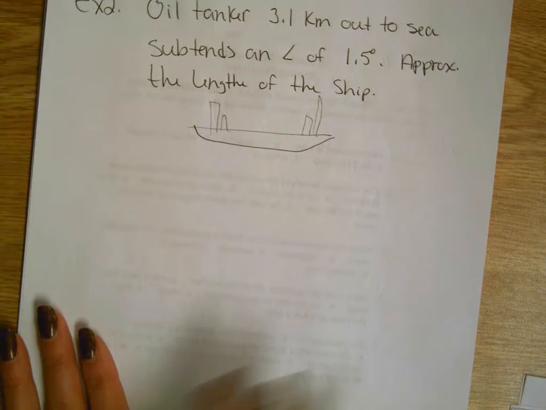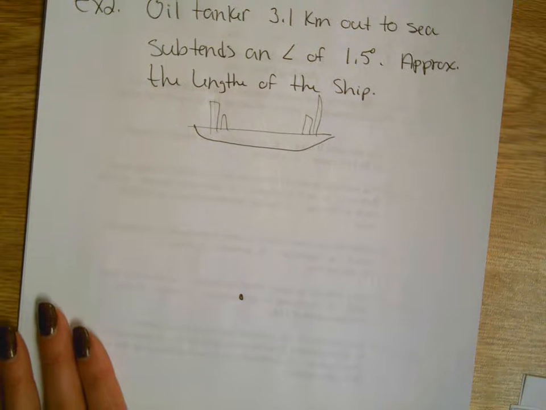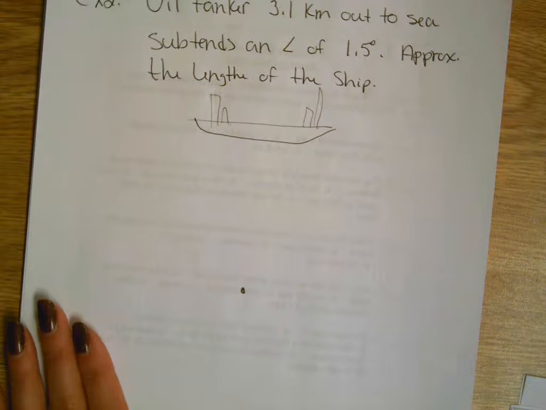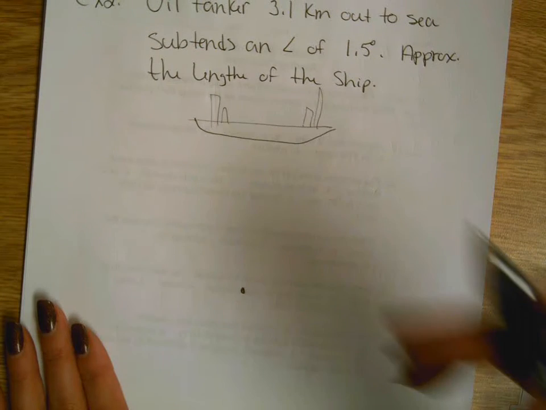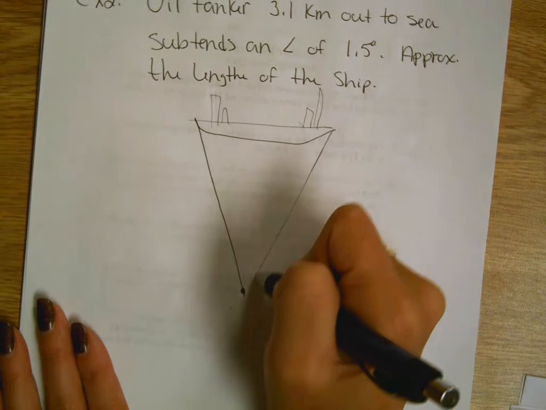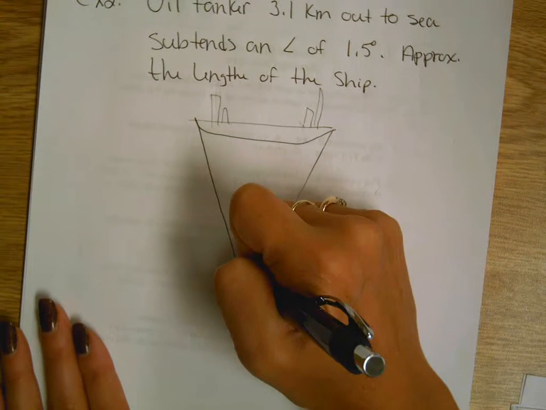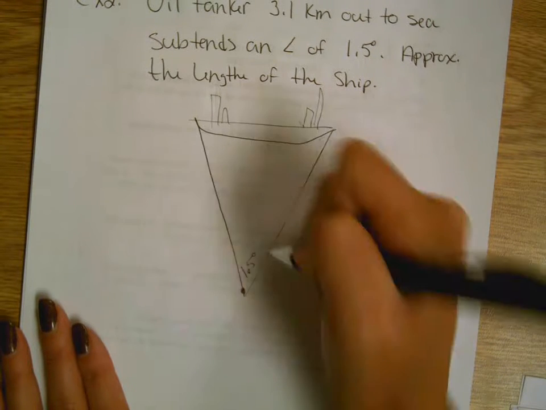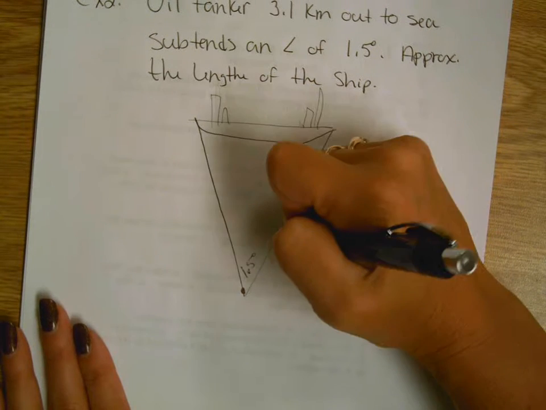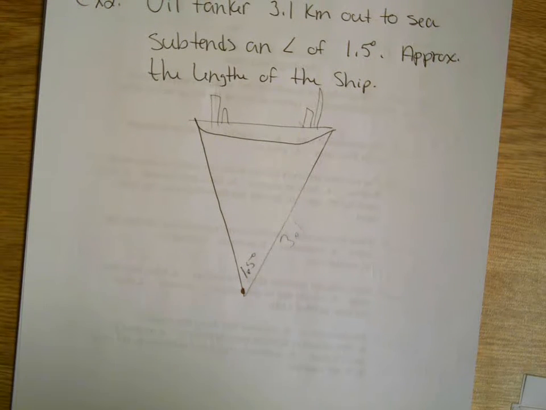Okay, beautiful. Here you are, way back on the shoreline. So you can measure from the front of the ship to the back of the ship. Your measurement for that angle is 1.5 degrees, very, very small. We are 3.1 kilometers away. I'm out of ink. Need another pen.